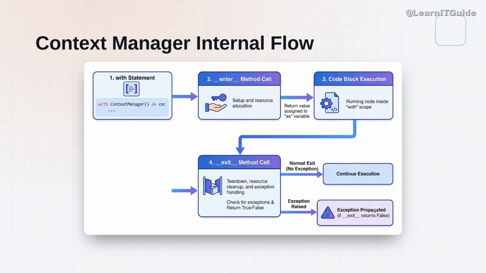So how does this work internally? When Python encounters the with keyword, it first calls the __enter__ method on the object. This is where you allocate resources like opening a file. Then your code block executes. Finally, Python calls the __exit__ method regardless of whether your code succeeded or threw an exception. This __exit__ method is the safety net that releases the resource.